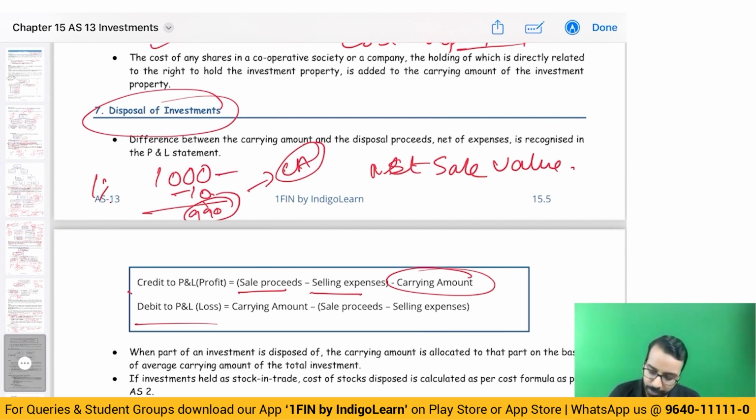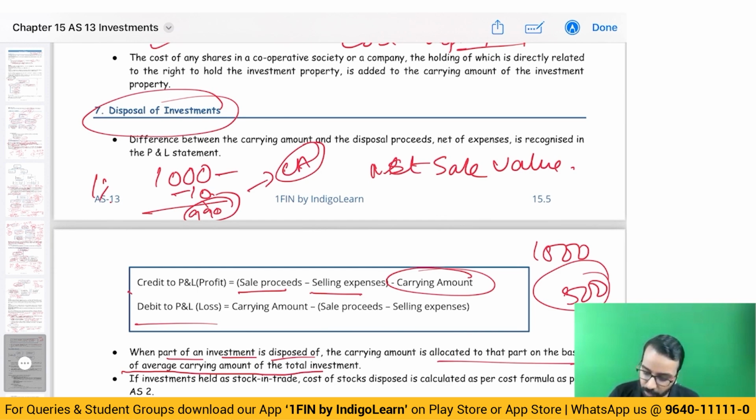Okay. When part of an investment is disposed, let us say I have 1000 shares, but I have disposed only 500 shares, then we will calculate the carrying amount using the average carrying amount basis. So basically we'll do the average basis. When we solve questions, we'll have more clarity.